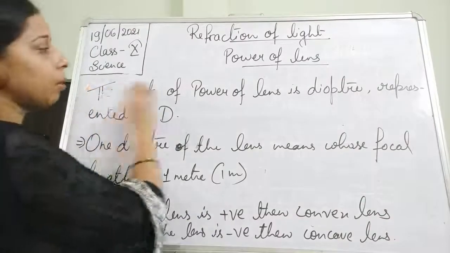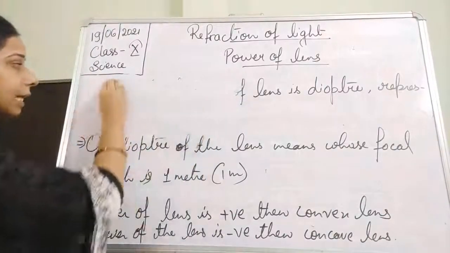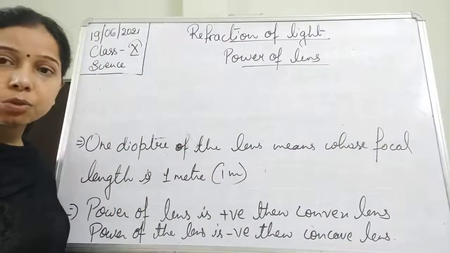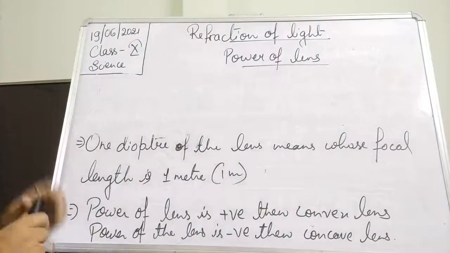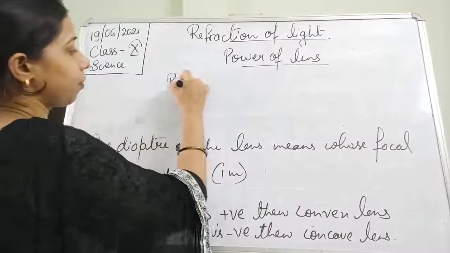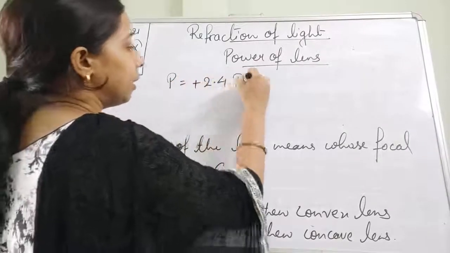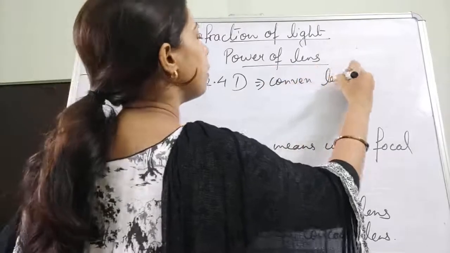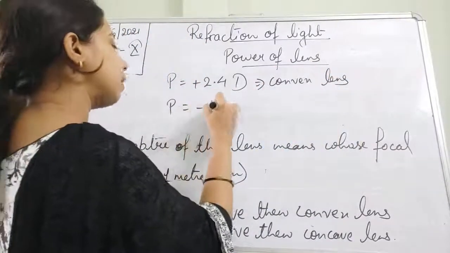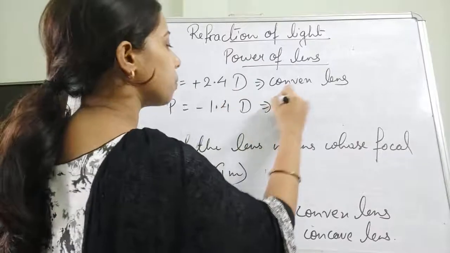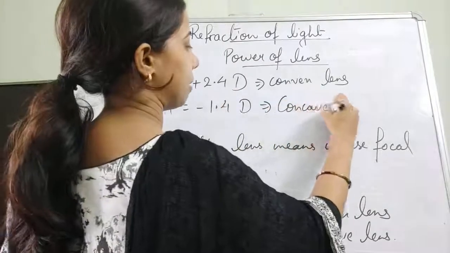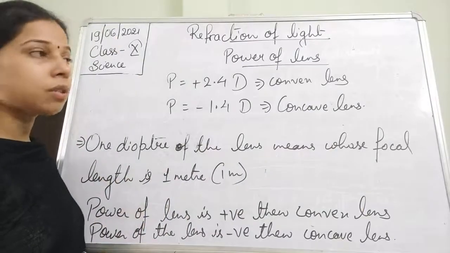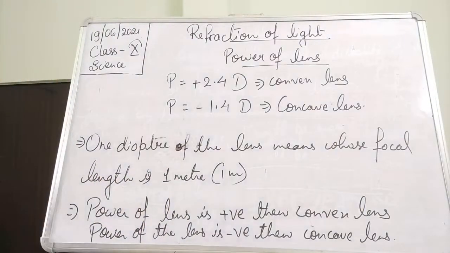So if you say that the power of a particular lens is plus 2.4D, then we are talking about the convex lens. And if power is equal to minus 1.4D, then we are talking about the concave lens. Okay, so this is how we can measure the power of lens.